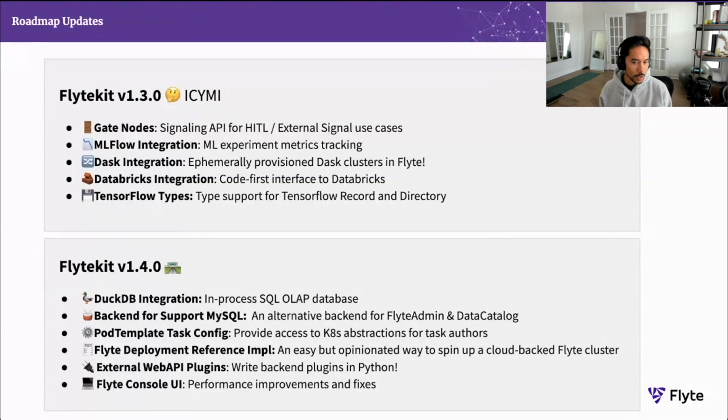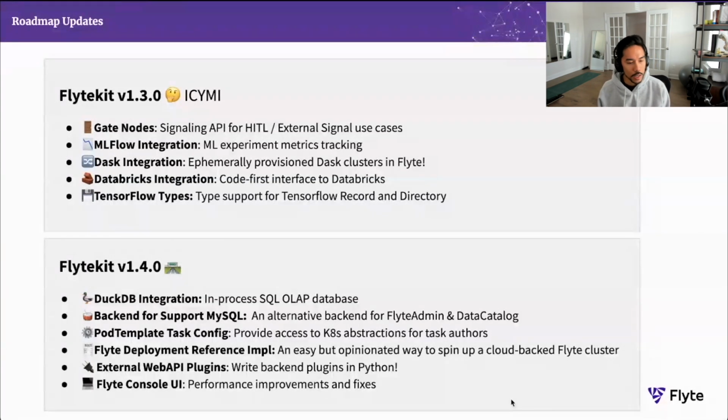Point 4 here is one I'm excited about. This is a Flyte deployment reference implementation. Basically, this is an easy but opinionated way to spin up a cloud-backed Flyte cluster, so this is beyond the Flyte demo sandbox use case. This will be something we'll provide that Union will update and maintain, and you can then take that and customize it obviously to whatever your use case needs.